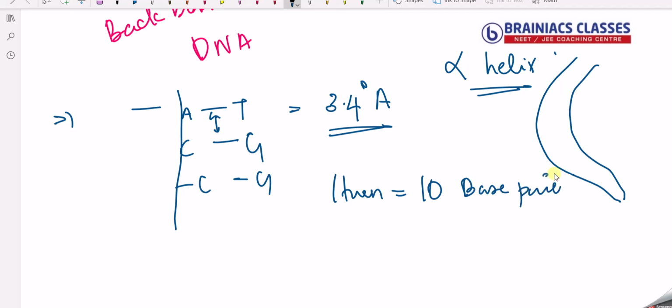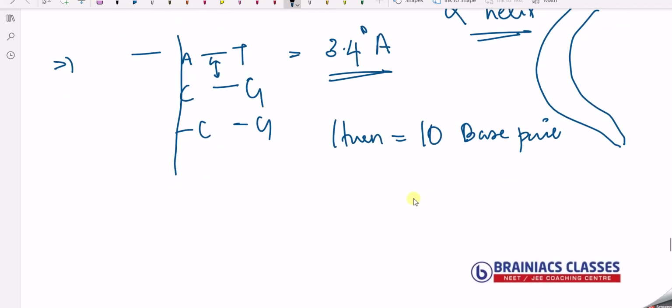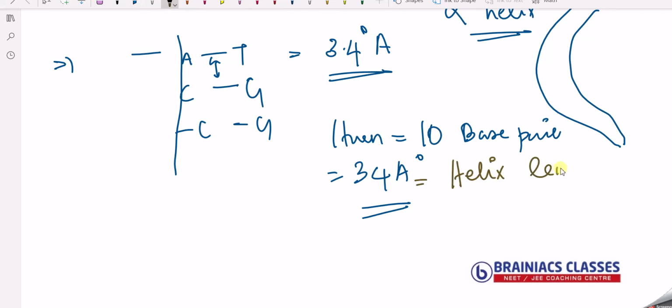So what is the total length of one helix? It is 10 into 3.4 angstroms, that is 34 angstroms. Understand everyone? 34 angstroms, and this 34 angstroms is called the helix length.